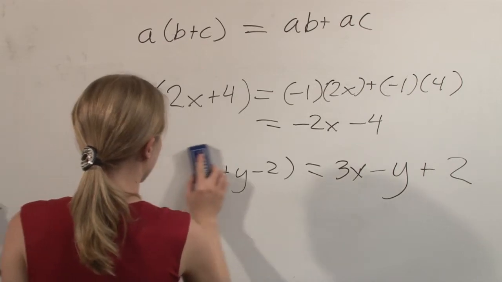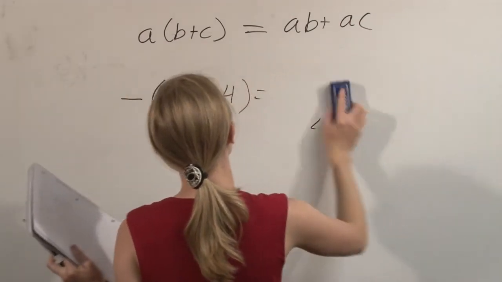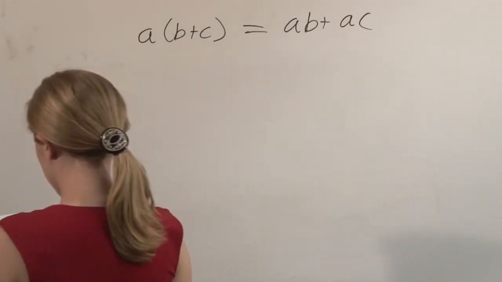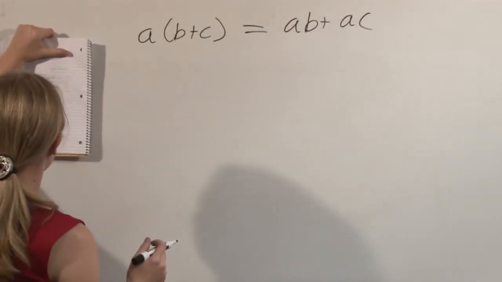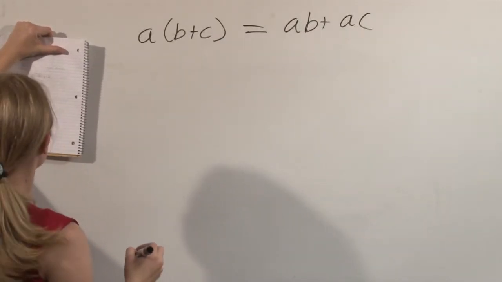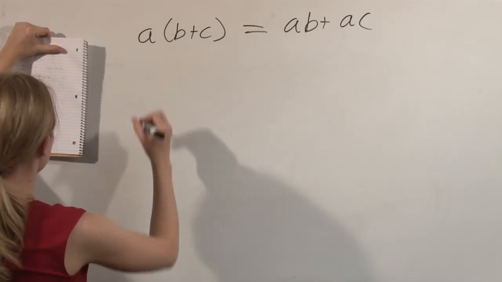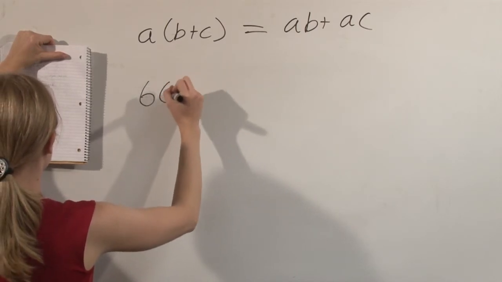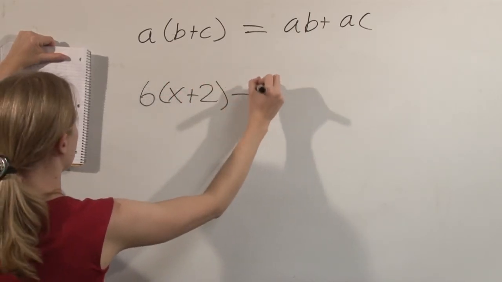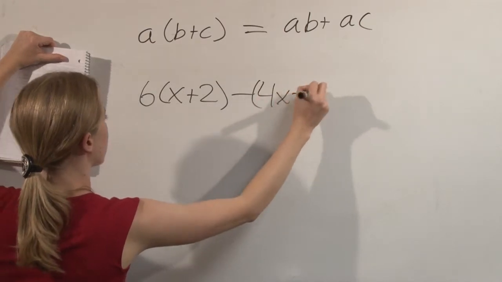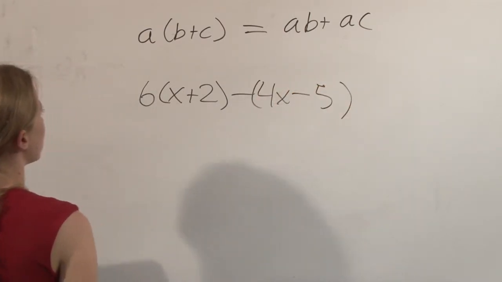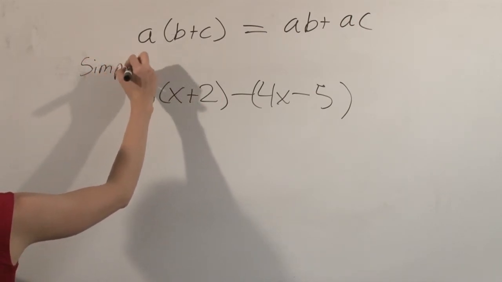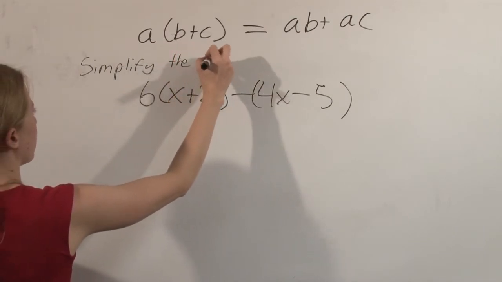So now we're going to do a couple of problems, using combining like terms and the distributive property. So I could have 6 times x plus 2, minus 4x minus 5. And I should give that some instructions. So I'm going to say simplify the expression.